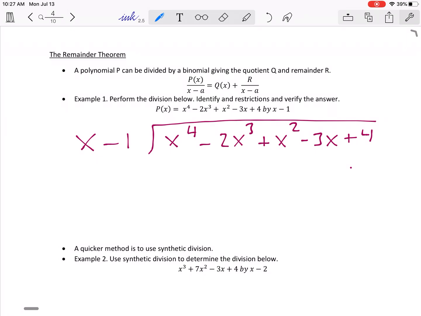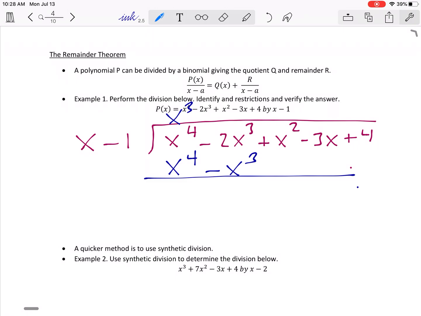So exactly like long division, what you want to do is get rid of first that x to the power 4. So we have x minus 1, so we're going to multiply this by x cubed. So that gives us x to the 4. Now you're multiplying x minus 1 by x cubed, so that gives you x to the 4 minus x cubed. And then you can subtract that. So again, just like long division.